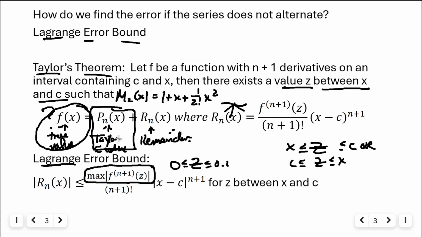He's just telling you that the true value is somewhere between the approximate value from the polynomial and some error that you're going to calculate to be as big as possible. All right? That's how Lagrange's error bound works. Now, it sounds very complicated, but actually it's not as difficult as you might think to use in practice. All right, so let's take a look.